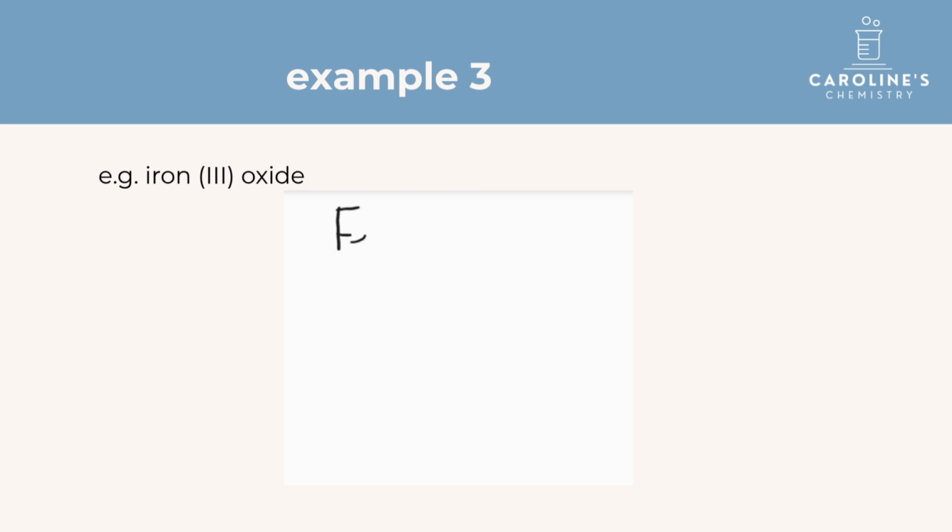Iron is Fe. Now the Roman numerals 3 tells us that the charge on that ion is 3+. Metals always make positive ions. They always have electrons to lose for the full outer shell. Oxygen was group 6. It needs to gain 2 negative electrons for that full outer shell, so it's O2-.